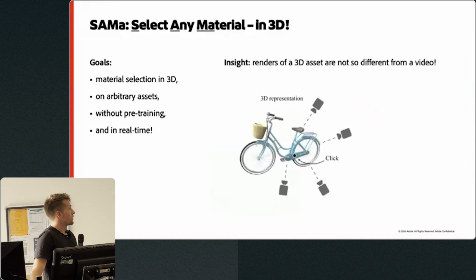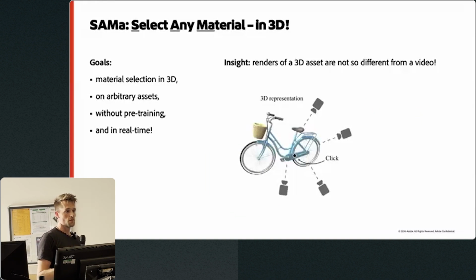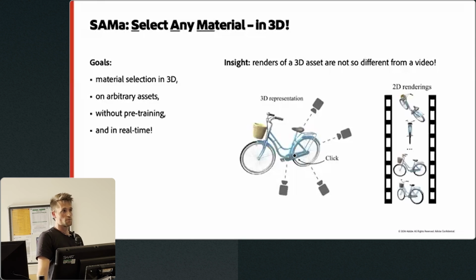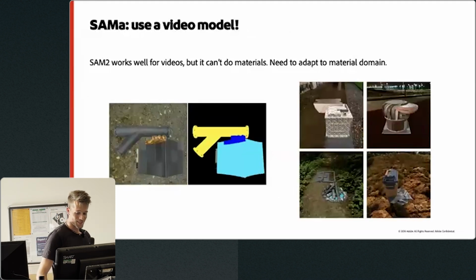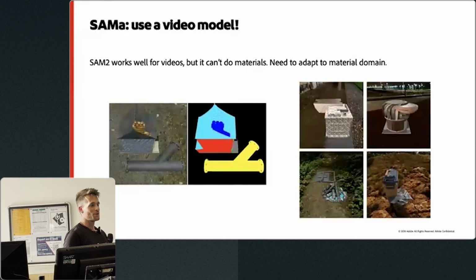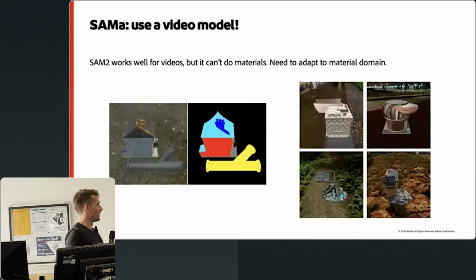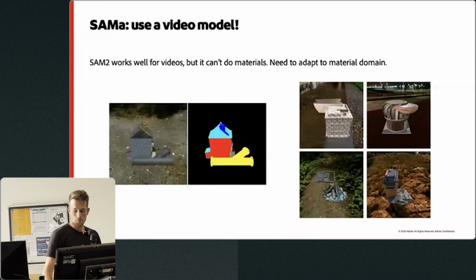And the insight that we had in this project is that renders of a 3D asset are not so different from a video if you arrange them in the correct trajectory. And we have very good video selection models. For example, SAM2 was just released when I first started working on this project in 24, actually. So we took this insight and we used SAM2 and we adapted it to the material domain. And this is, again, lesson number 1, making a comeback. It's all in the data. We did what we always do in these papers. We rendered a bunch of material data. We fine-tuned the model, and now we can select materials. But we're not done yet.